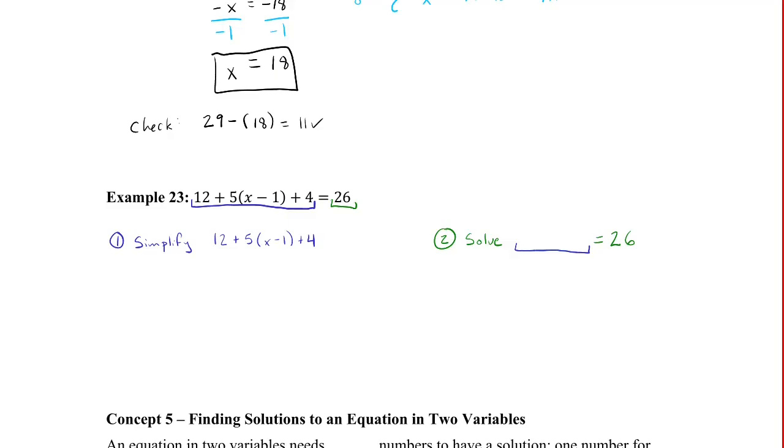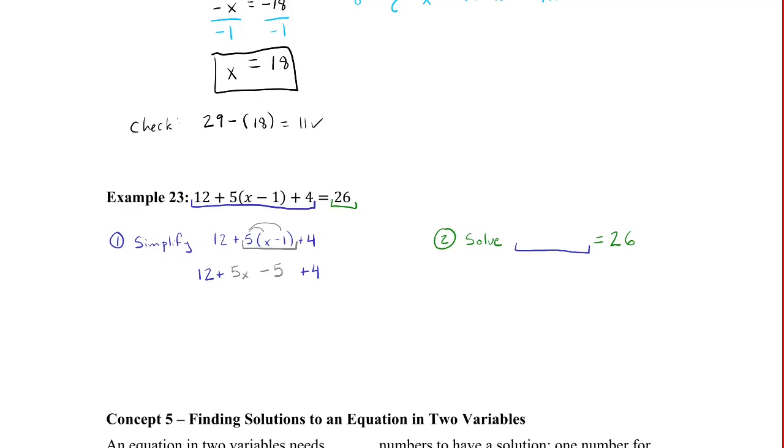Okay, so when we're simplifying this expression, we're going to follow the order of operations, which says multiply and then add. So that means that we need to simplify this 5 times x minus 1 before we can simplify any of the addition. So here we have subtraction inside, multiplication outside. This is a job for the distributive property. Now at this step, nothing's happening to the 12. Nothing's happening to the 4. In this term, we have 5 times x is 5x. 5 times minus 1 is minus 5.